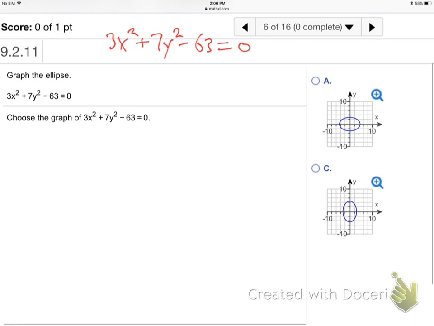What to do. Got to get a 1 on the right side, right? It's all about 1 over there. How am I going to get 1 over there? Yeah, just jump the 63 to the other side, huh? Becomes a positive 63, and then divide through by 63, right?